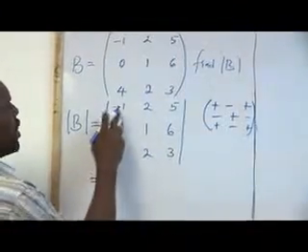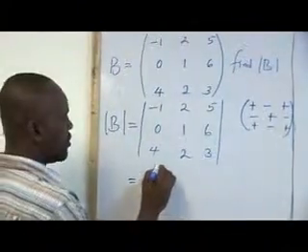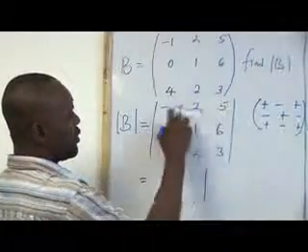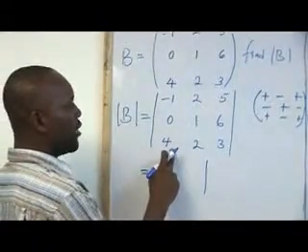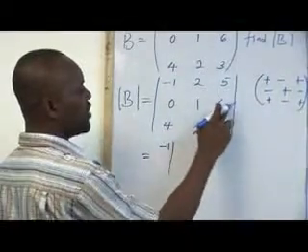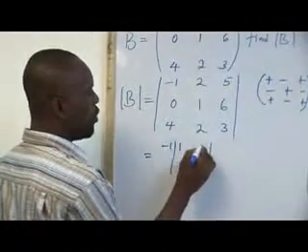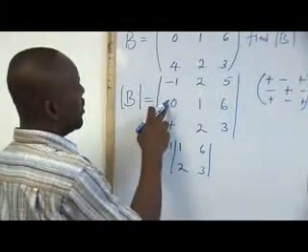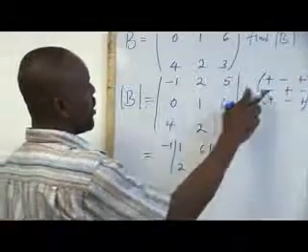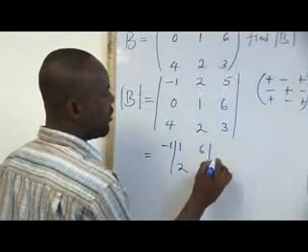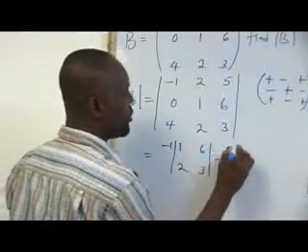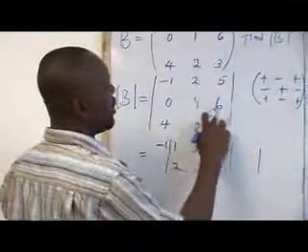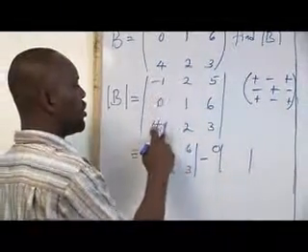So I'm using this. I take the first element, minus 1. We rule out the row containing minus 1, rule out the column containing minus 1, and we are left with 1, 6, 2, 3 as before. Now next we are looking at element 0, and here that is minus, so we take the minus, and this is 0. Rule out the row containing 0, and rule out the column containing 0.